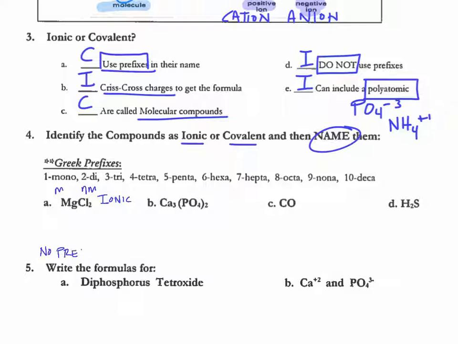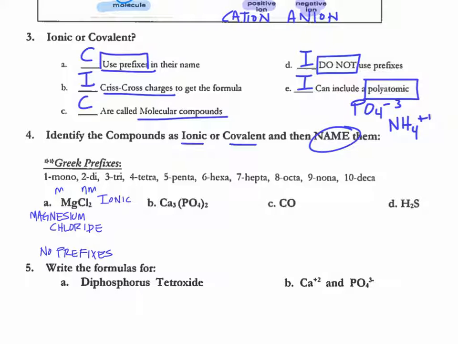So I'm going to list the first full name of the metal, which is magnesium. And then the ending, the Cl, loses its INE in chlorine and gains IDE. So it becomes magnesium chloride.